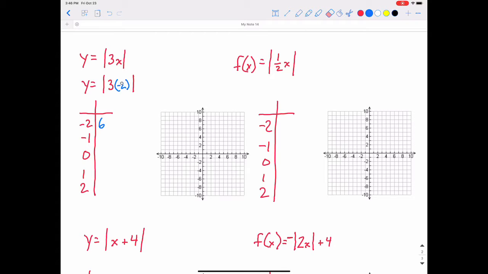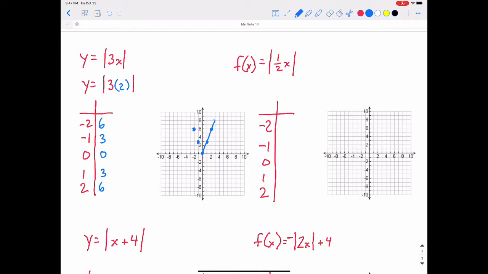And then we'll plug in a -1. 3 times -1 is -3. Absolute value of -3 is +3. And then we'll plug in a 0. 3 times 0 is 0. Plug in a 1. 3 times 1 is 3. Absolute value of 3 is still 3. And then finally plug in the 2. 3 times 2 is 6. Absolute value of 6 is still 6. So -2, 6. -1, 3. 0, 0. 1, 3. And 2, 6.